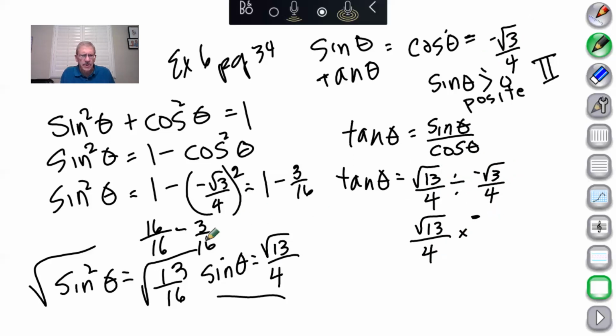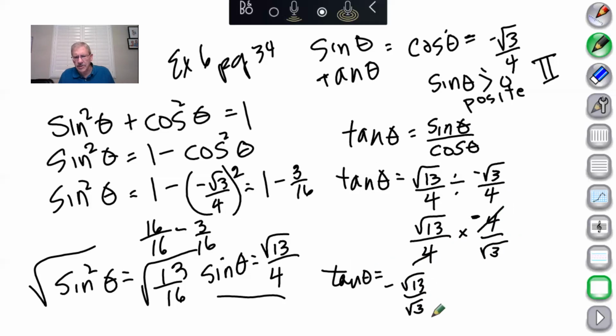We also knew that this was plus or minus. We knew this was going to be negative because it was in the second quadrant. Okay, so this would be 4 over square root of 3. We're going to cancel those out. So I end up with negative radical 13 over radical 3. But that's what tangent theta is. However, we want to rationalize radical 3. So this is negative radical 39 over 3, since this is the square root of 9.